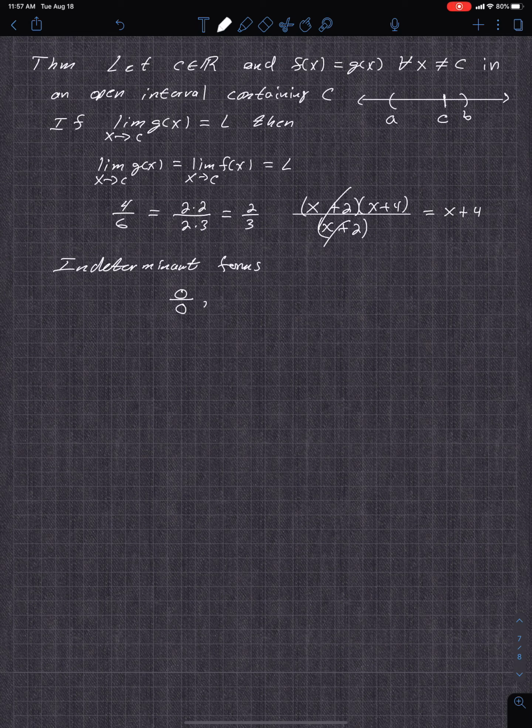So 0 over 0 is indeterminate. Infinity over infinity is indeterminate. 0 to 0 is indeterminate. Infinity to 0 is indeterminate. And infinity raised to the infinity is indeterminate. We don't know what it is. We do know m to the 0 is equal to 1 only provided m does not equal 0. So that's something you may have seen. Anything to the 0 power is 1 except if it's 0. Then you don't know. We call that indeterminate.